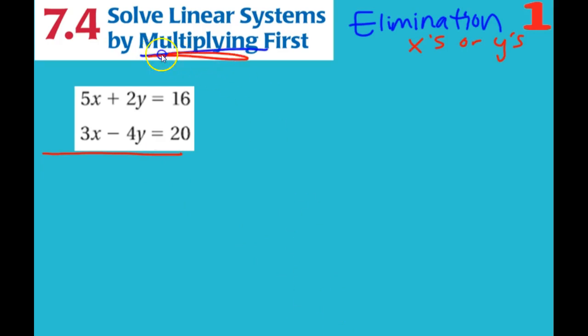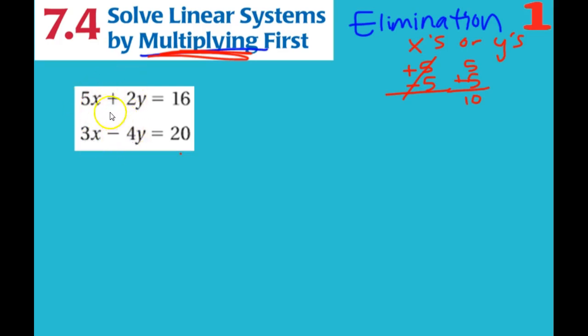But we need to multiply one or both of the equations so that either the x's are the same number or the y's are the same number with one positive and one negative. Because if we add a positive 5 and a negative 5, those will make 0 and eliminate. But if we have both positives, that's not going to eliminate. So we need to make sure that either the x's or the y's are opposites, negative and positive.